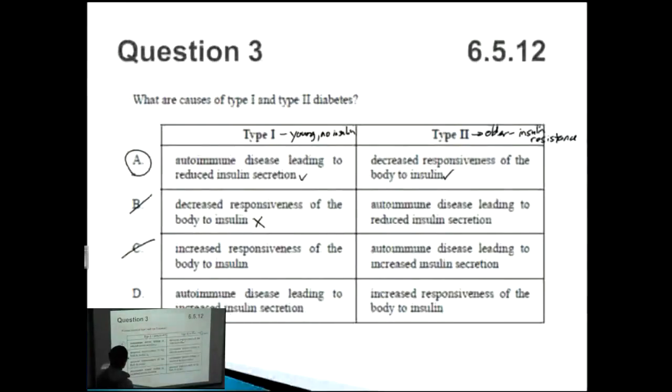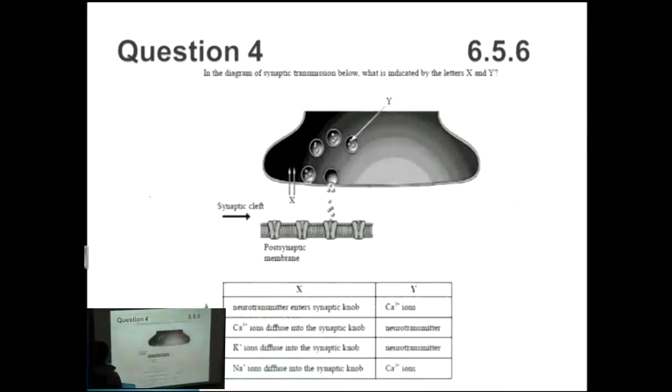D, an autoimmune disease leading to increased insulin secretion. Well, correct, it is an autoimmune disease, but does it lead to increased insulin resistance? Well, we said that it causes no insulin. So it's not D either. So therefore the correct answer is A.